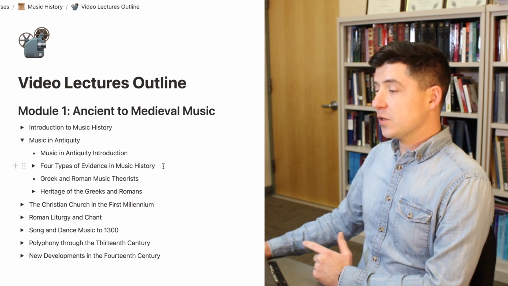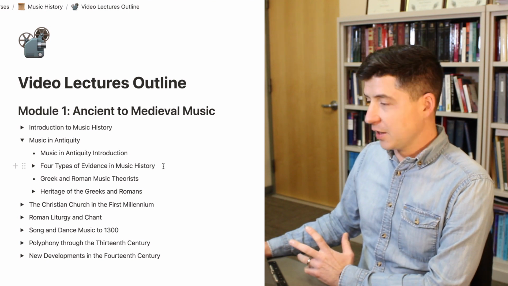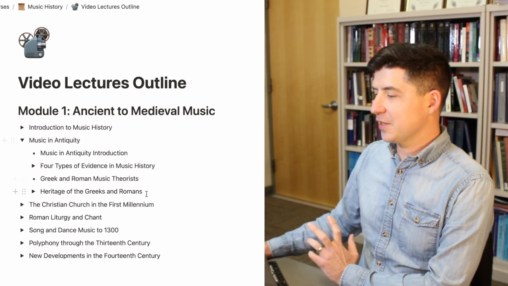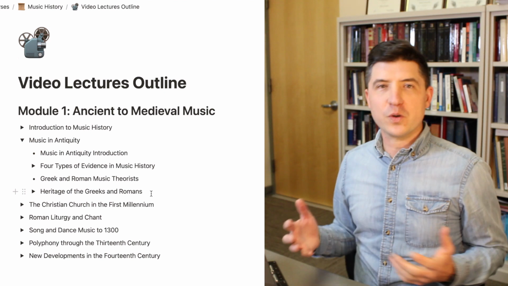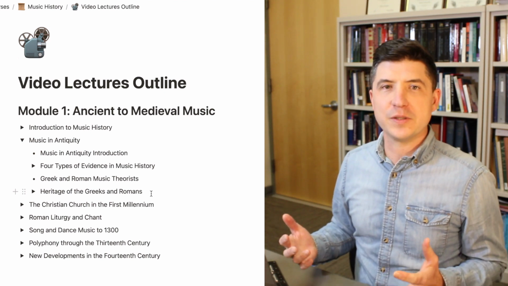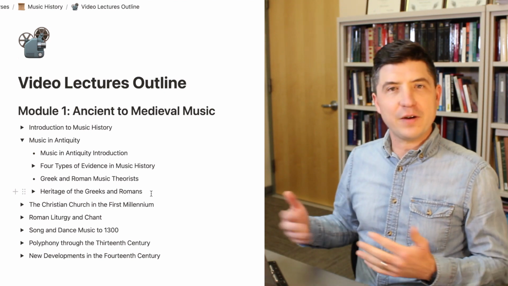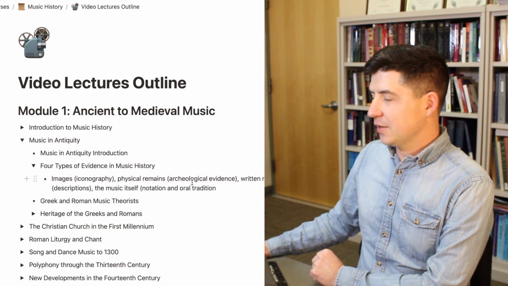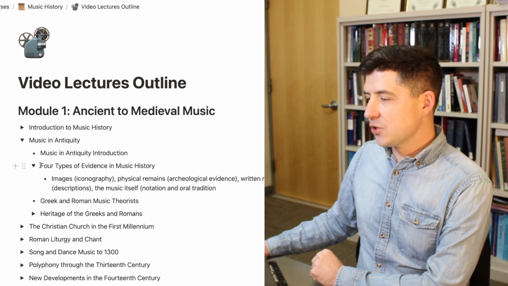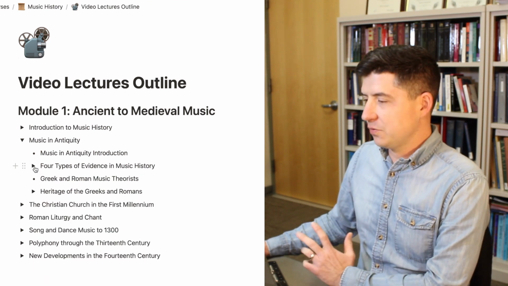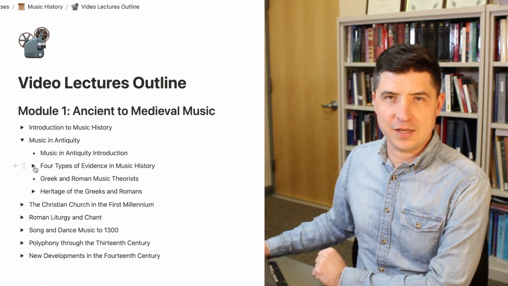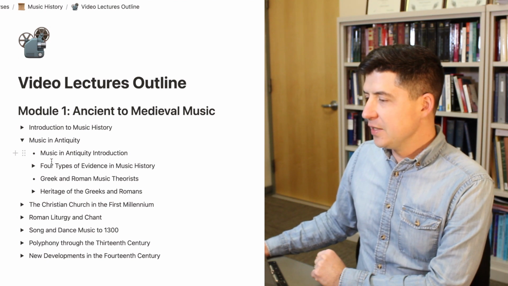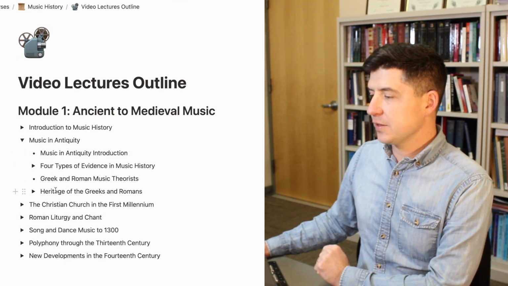Then the next video lesson would be 4 types of evidence in music history, Greek and Roman music theorists, heritage of the Greeks and Romans. Of course, you would be doing this in whatever discipline that you are teaching. You would divide it into subtopics. As you can see, some of these I've actually given some further notes here, but this is just from my own memory. It's just because I was thinking of it at that time and I added it in there. These would be the video lessons that I would make.